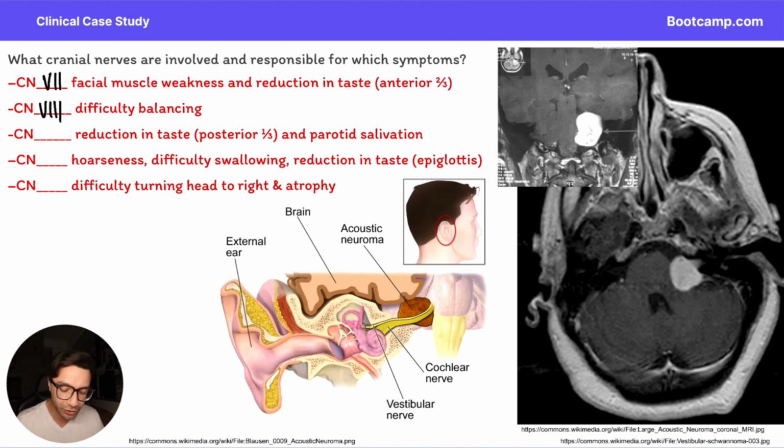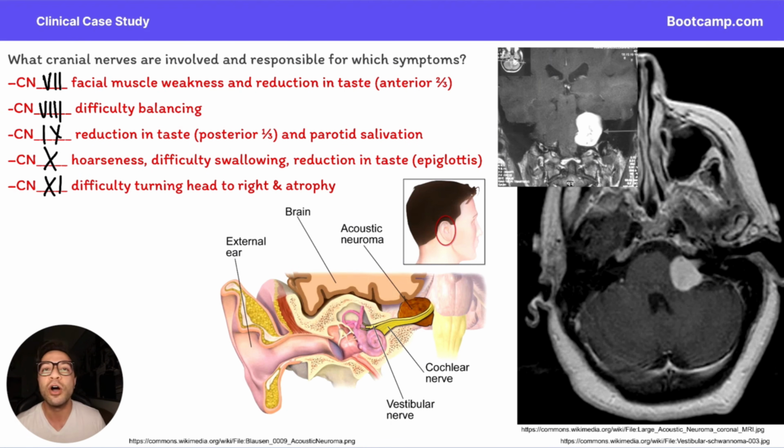Now we also have reduction in taste sensation in the posterior 1/3 of the tongue, as well as parotid gland salivation reduction. So we can't produce as much saliva from our parotid gland. If you remember, this is involved for cranial nerve 9. That is the glossopharyngeal nerve. And then the hoarseness, difficulty swallowing, and reduction in taste sensation in the epiglottis area. Well, this is that vagus nerve. And then finally, to explain our difficulties in turning the head to the right, as well as atrophy of the trapezius and SCM muscles, that is going to be explained by involvement of cranial nerve 11.